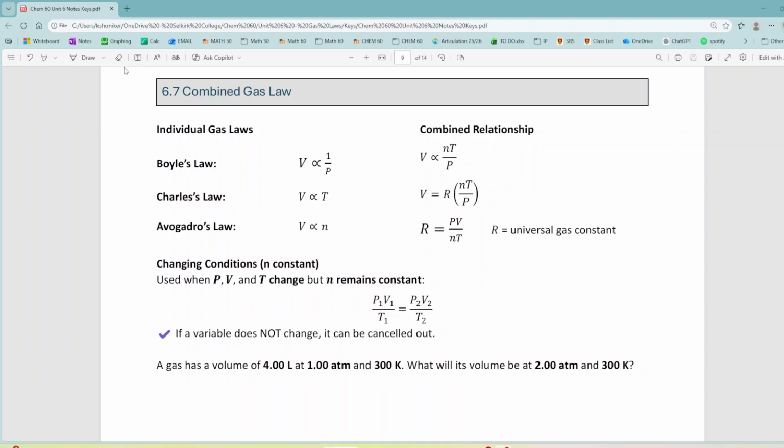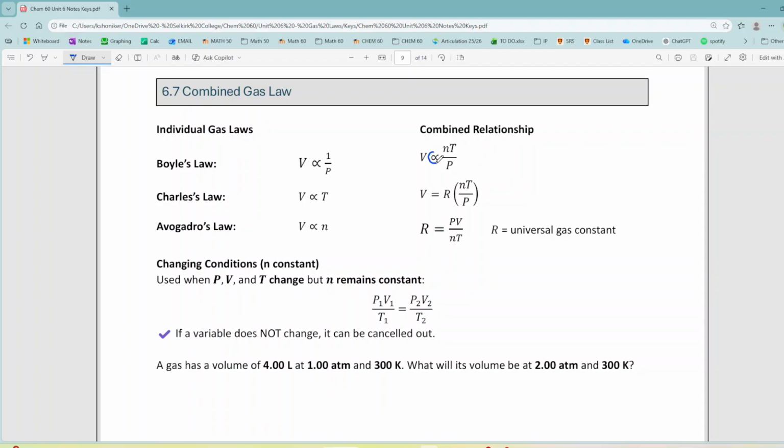So if we put three of the four laws together, we could say that volume varies inversely with pressure, volume varies directly with temperature, and volume varies directly with moles of gas. We don't have to do the fourth law because it's already kind of included in here. And so we could say that volume varies directly with moles and temperature and inversely with pressure.